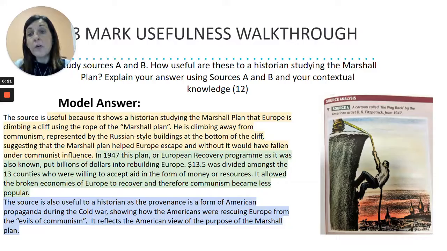And then the source is also useful to a historian as the provenance is a form of American propaganda during the Cold War, because it shows how the Americans were rescuing Europe from the evils of communism. And this source, therefore, reflects the American view of the purpose of the Marshall Plan.